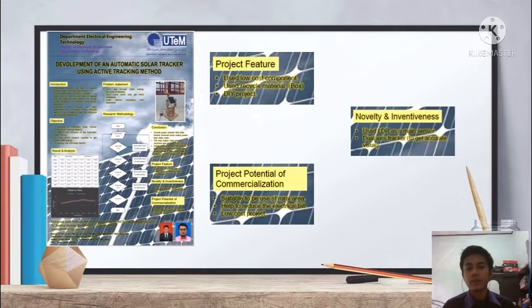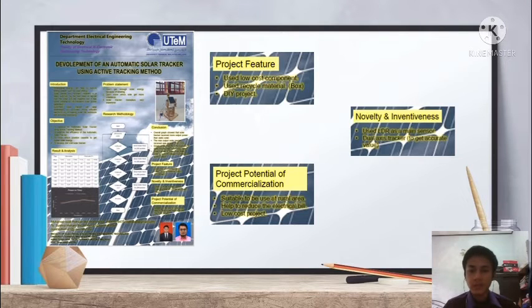Okay, for the project features, this project uses low cost components such as the light dependent resistor or LDR. The component costs about RM1 or RM2, and the material used is recycled material such as a box. This material was used to create the solar panel body and the handle, and lastly, this is a do-it-yourself project.